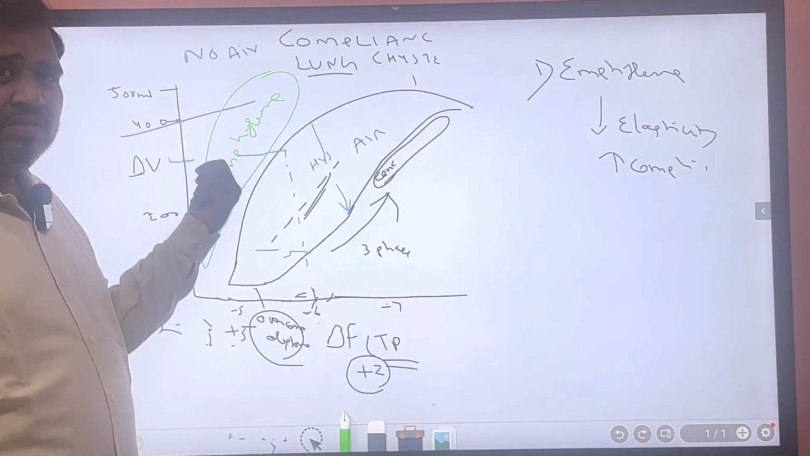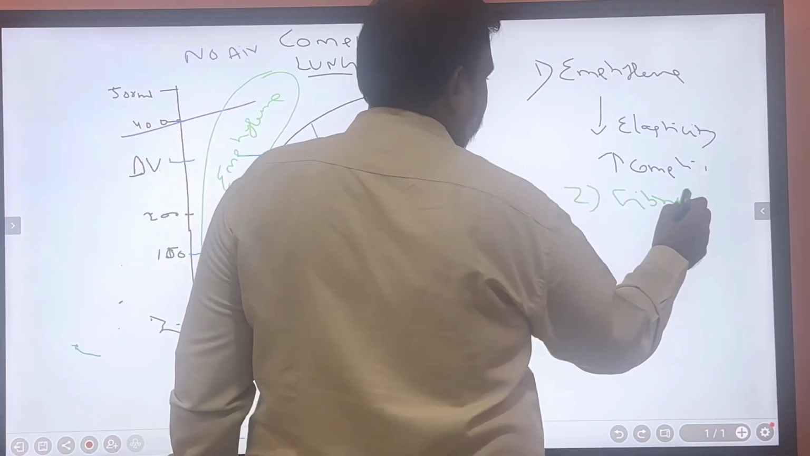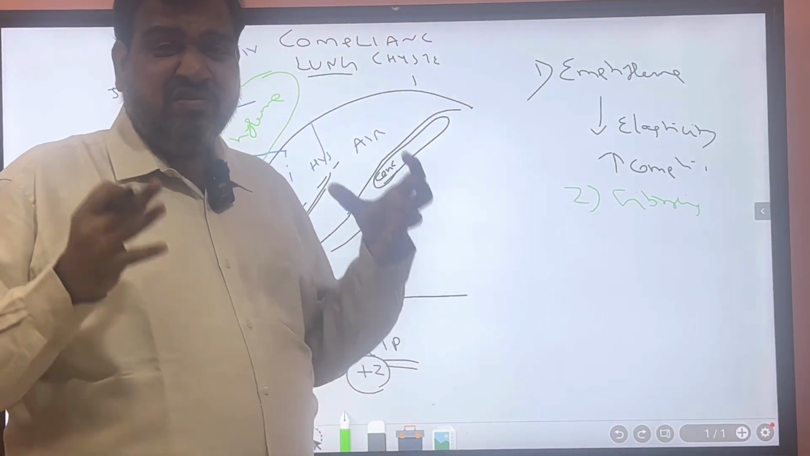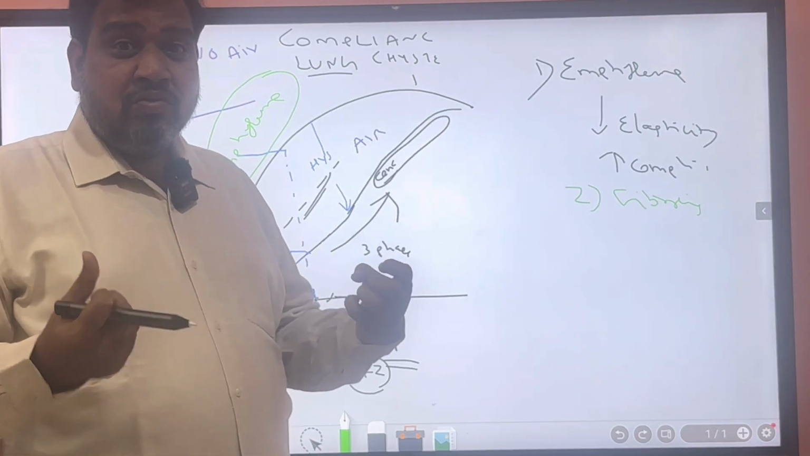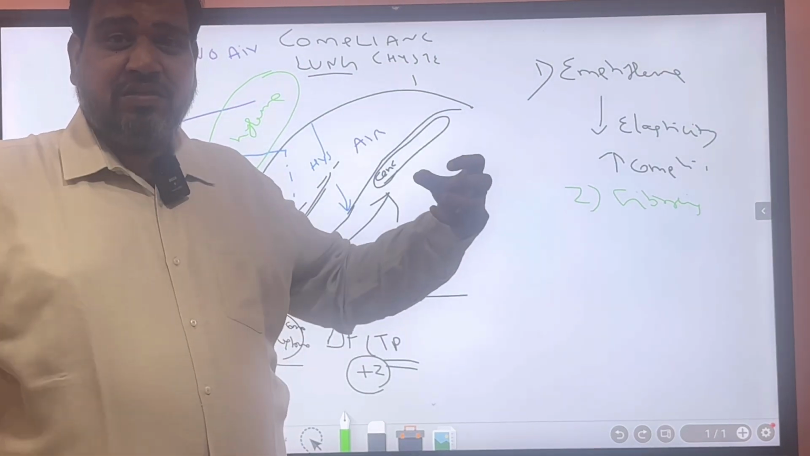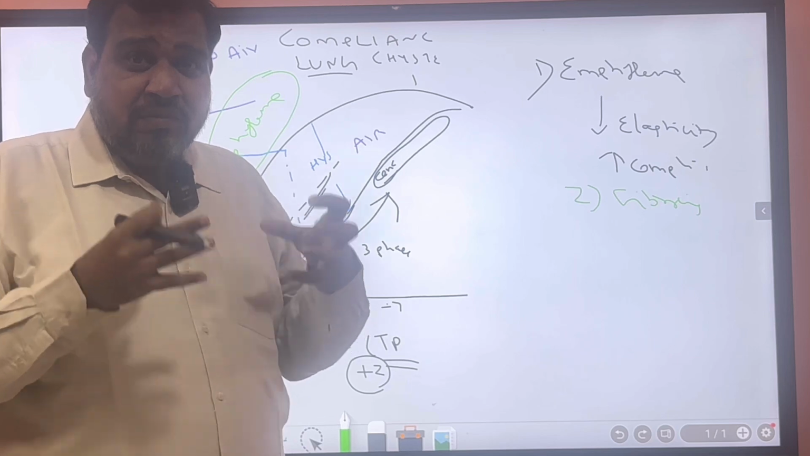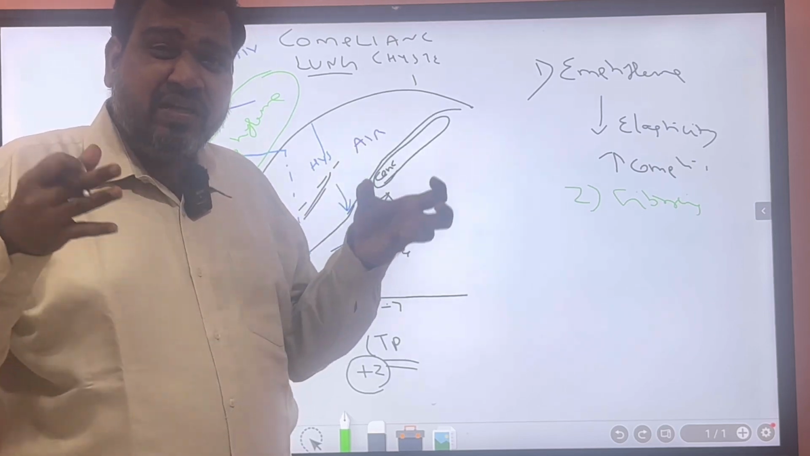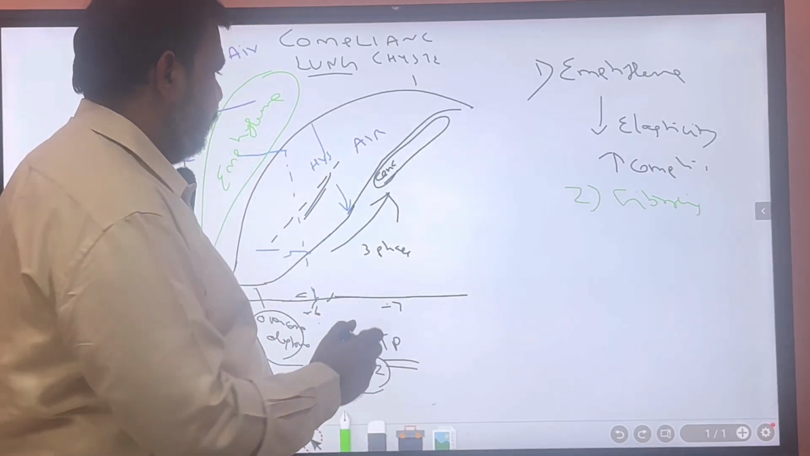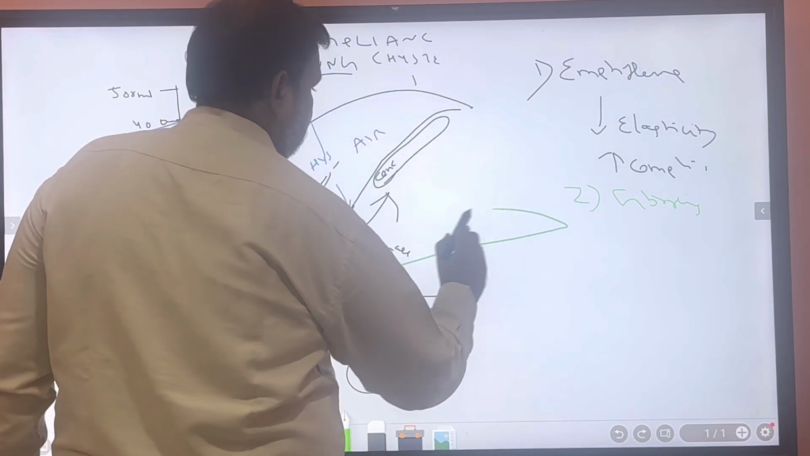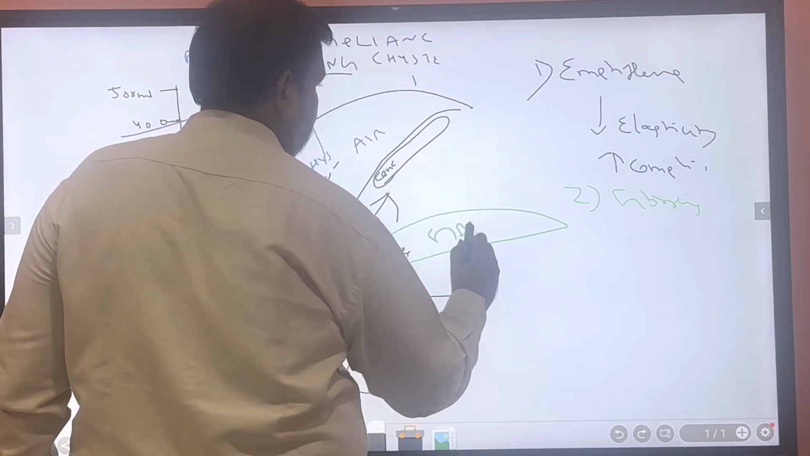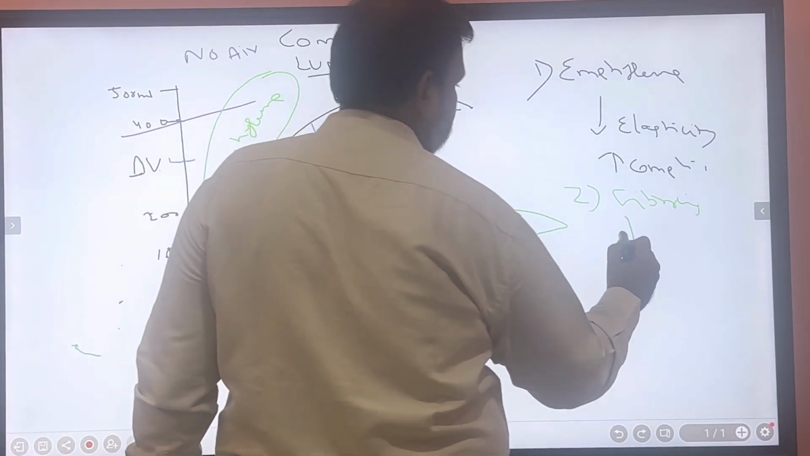In emphysema, elasticity is lost. Second, fibrosis. In fibrosis the lung is stiff and elasticity is more, so it is resisting the expansion. That is the nature of lung elasticity. Fibrosis is more stiff, like restrictive lung disease. So what will happen to the curve? It will go to this side. In fibrosis, compliance is decreased.